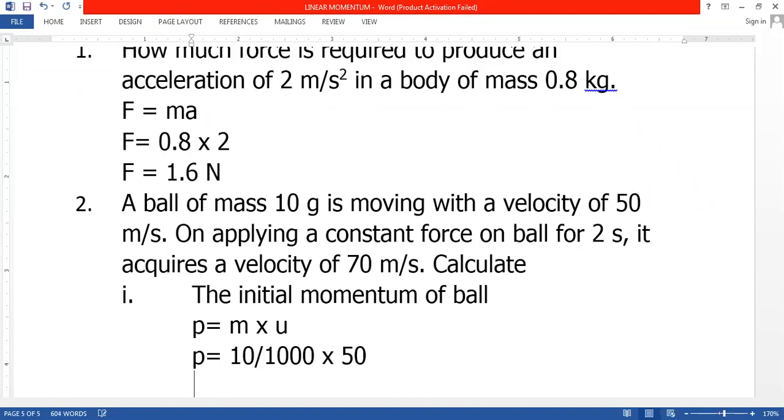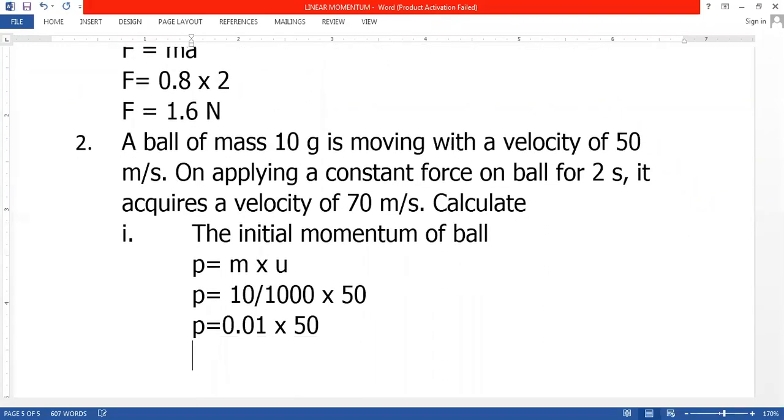What was the initial velocity? 50 meter per second. Okay, so P is equal to 0.01 into 50. What is the answer? How much is the answer? 0.5. Very good.